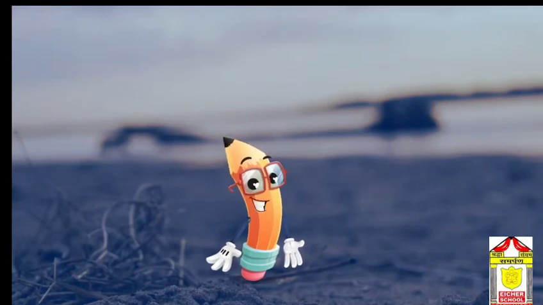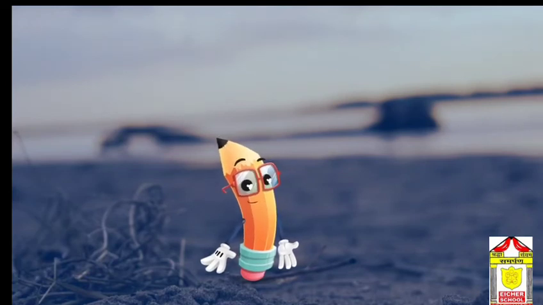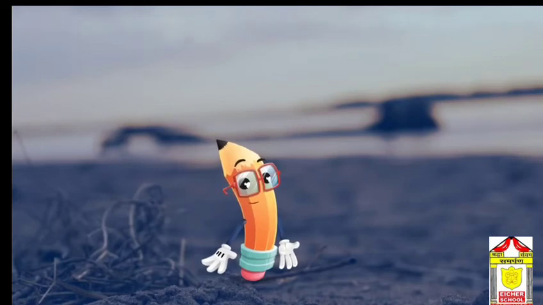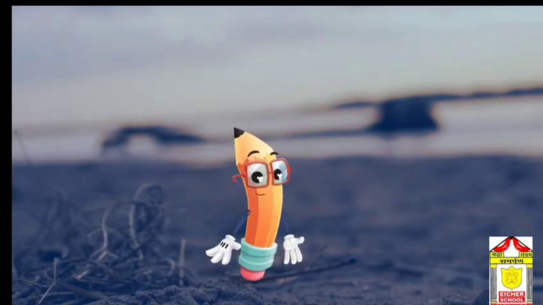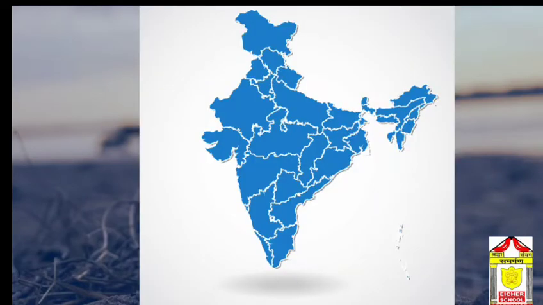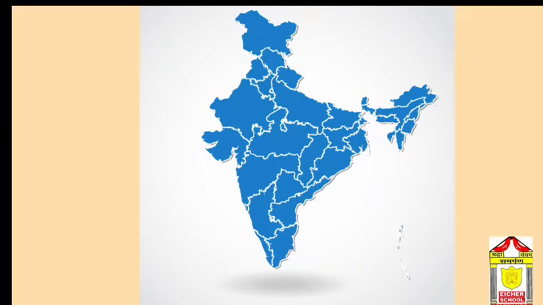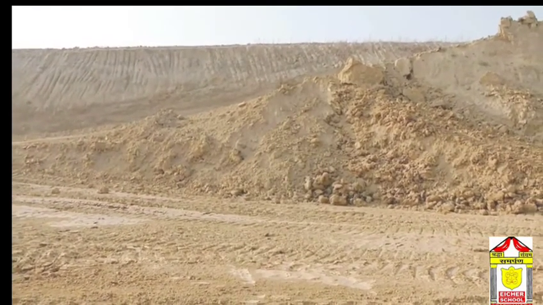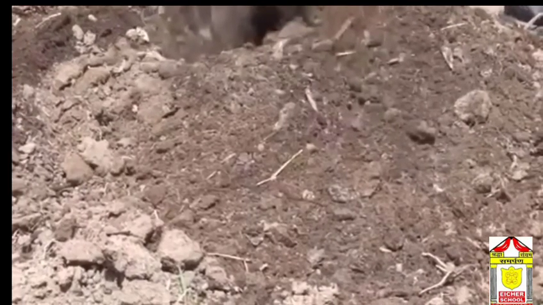Children, now let's talk about soil and crops. So what are different kinds of soils and what kind of crops need what kind of soil? Different types of soils are found in different parts of India. India is a vast country, and different kinds of soil are present in different parts of India. In some parts there is clay soil, in some parts there is loamy soil, while in some other parts there is sandy soil.